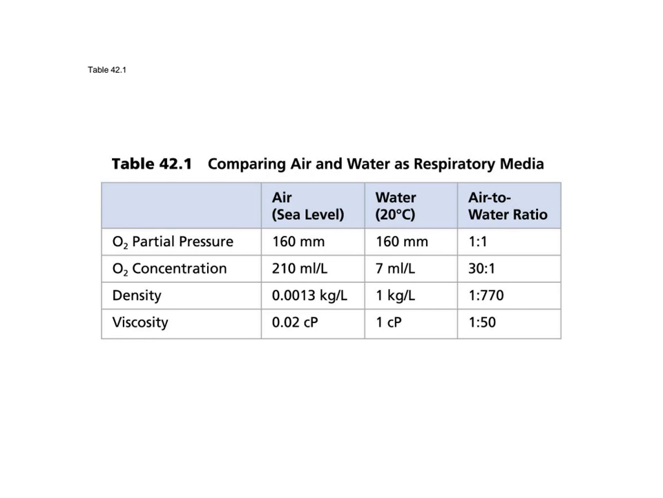A couple other things to note. Air has a very low density, which is what you'd expect, but water has a very high density of 1 kilogram per liter. So water is essentially 770 times more dense than air. They also differ in viscosity. Air has a viscosity of 0.02 centipoise, and water has a viscosity of 1 centipoise. And so this is a ratio of 1 to 50. So in other words, water is 50 times more viscous than air.